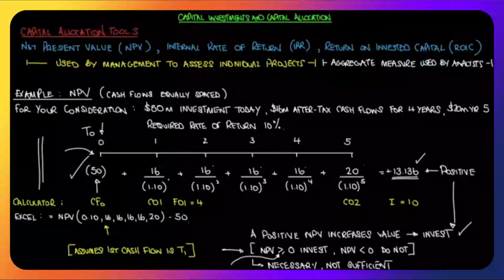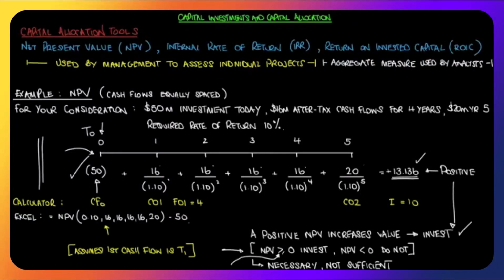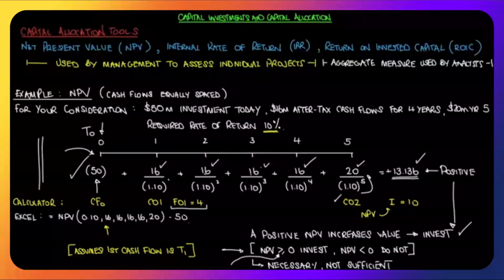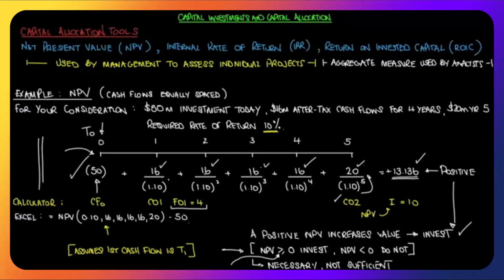CF0 to minus 50. Your first cash flow, or rather the cash flow at time 1, C01, to plus 16. And then you can set the frequency of that cash flow to 4 because it occurs 4 times. C02, the second cash flow, would then be 20. And because you put in the first one 4 times, your calculator knows that this one is going to be at T5. Now, if you press the NPV button, it will ask you for an interest rate. We've got a required return of 10. Put in the 10, compute NPV, and you'll get your 13.136.